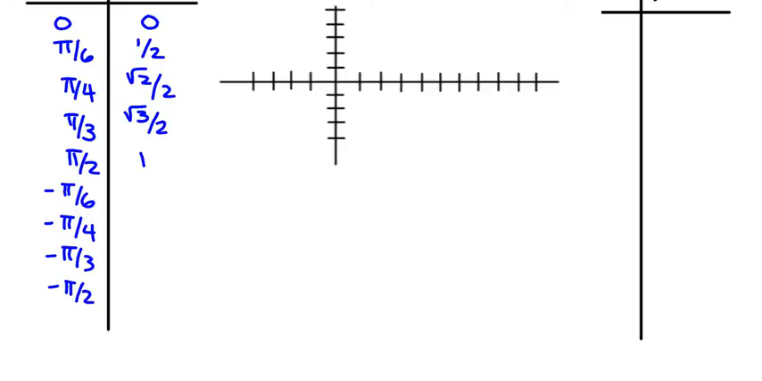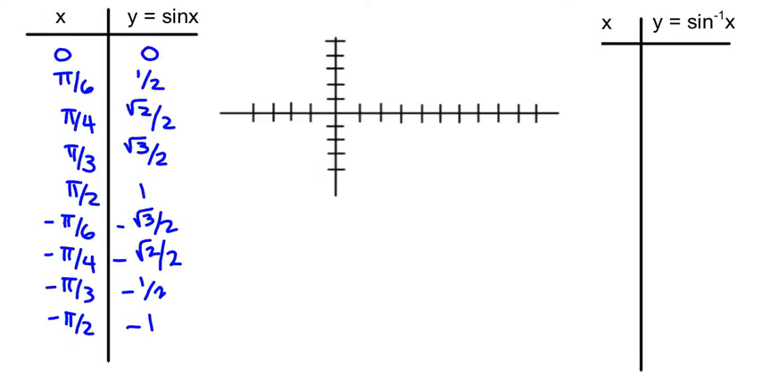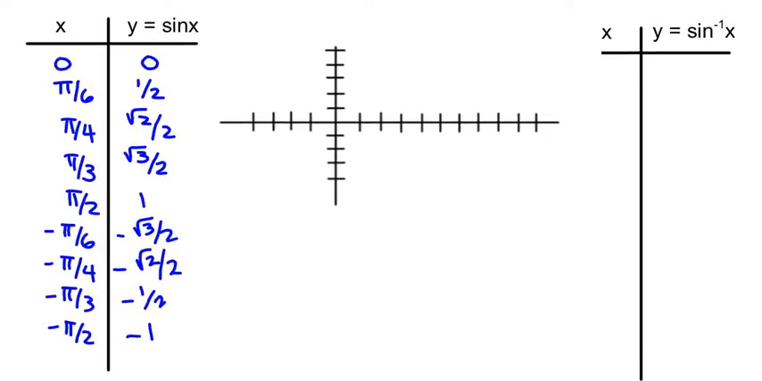The sine of negative pi over 6 is negative 1/2. The sine of negative pi over 4, negative square root of 2 over 2. The sine of negative pi over 3, negative square root of 3 over 2. The sine of negative pi over 2, negative 1, right? What we've done is we've created a t-chart of a group of ordered pairs that we could then go out and graph.